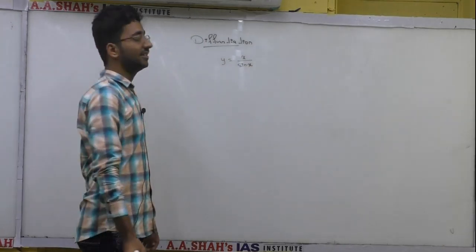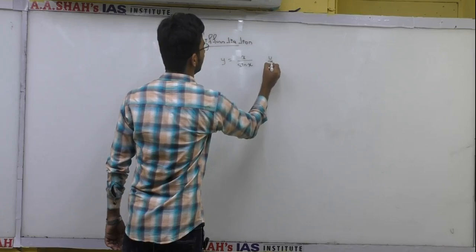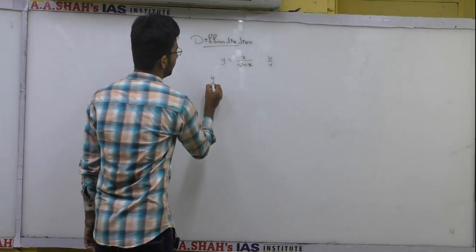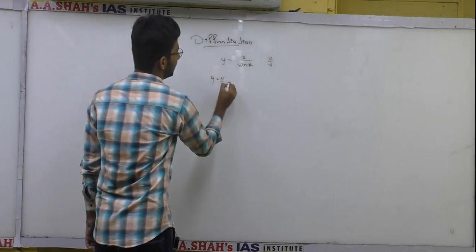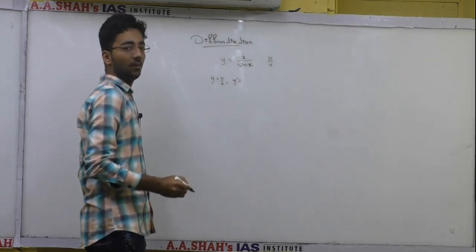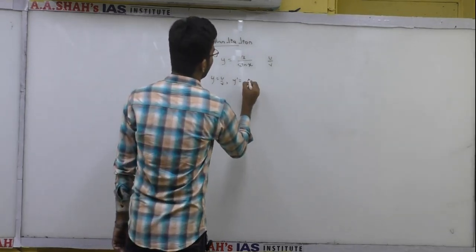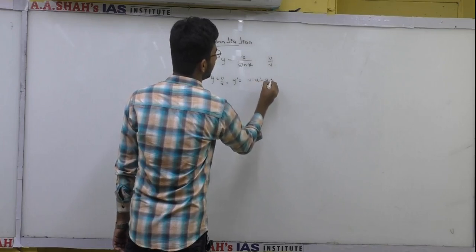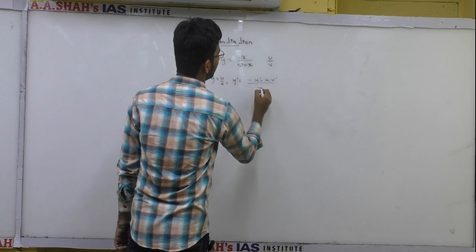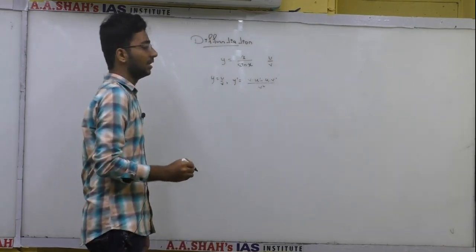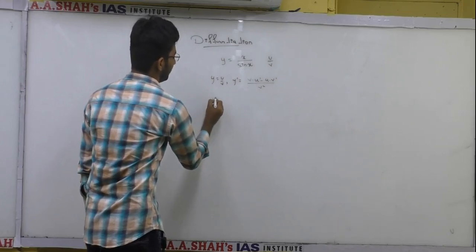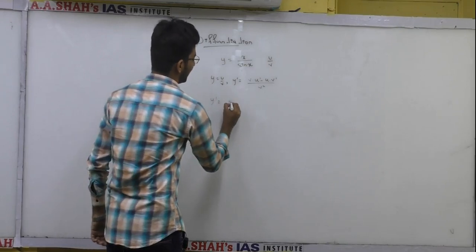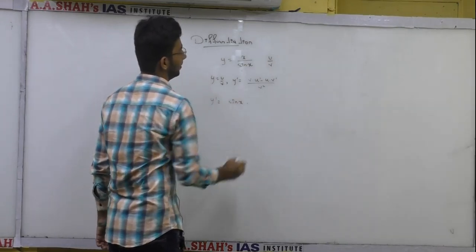Now this is of the form u upon v. So what is the derivative by the quotient rule? If y is u upon v, then we know y dash will be v derivative of u minus u derivative of v upon v square. So now here we treat it the same way. y dash equal to, v is sin x, so we write sin x multiplied by u dash.